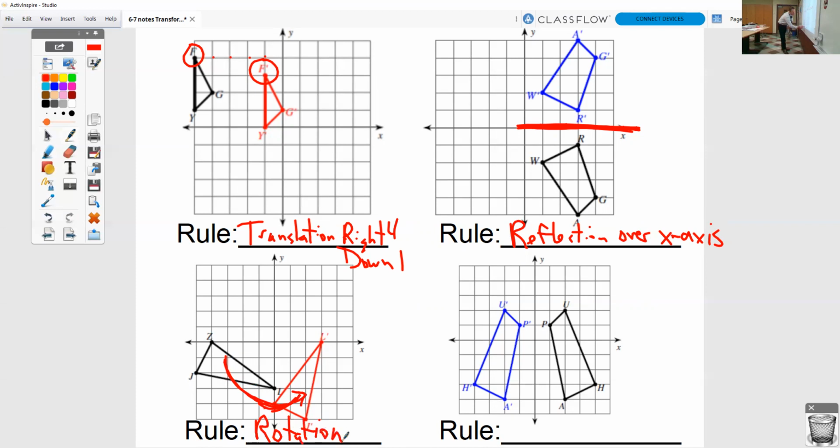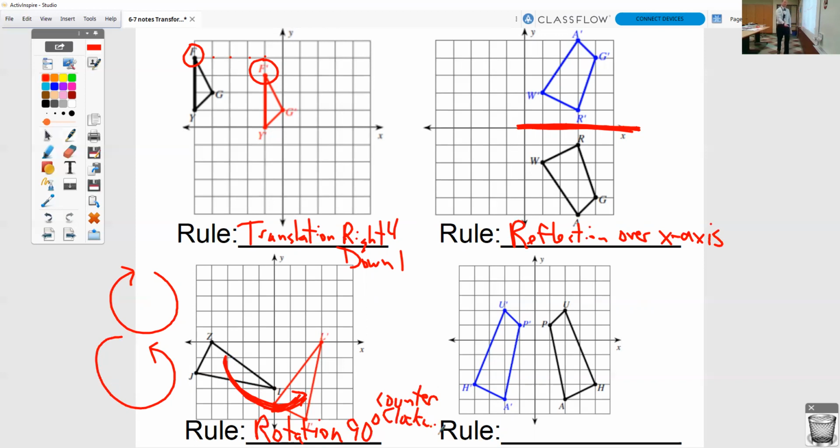Since we're only going 1 quadrant, it would be 90 degrees, but then you got to say clockwise or counterclockwise. Remember, clockwise goes around like the hands of a clock. Counterclockwise is backwards clock. So this is clearly turning this way. This would go from like 8 o'clock to 7 o'clock to 6 o'clock to 5 o'clock. So this is counterclockwise.